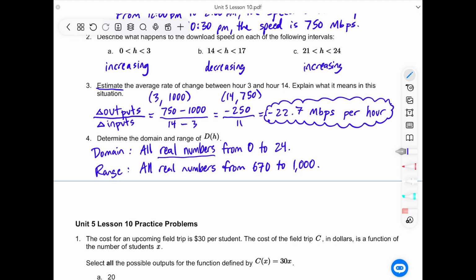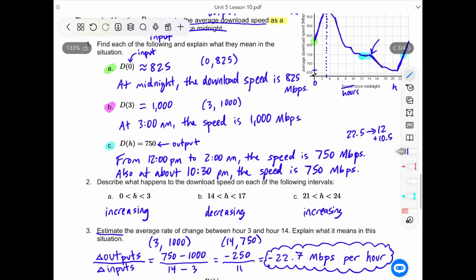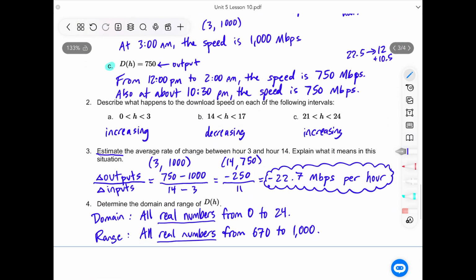And again, these numbers are representing the speeds in megabytes per second, and our domain numbers were representing the hours of the day. Okay. So hopefully this helps you wrap up activity 2 and your notes. Once you have all of these things completed, again, pause the video if you need to go back and review anything. If any part didn't make sense, go back and watch it one more time. But then I want you to move ahead into the practice problems for lesson 10.